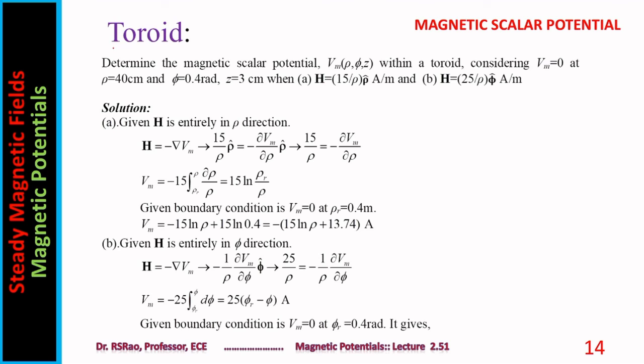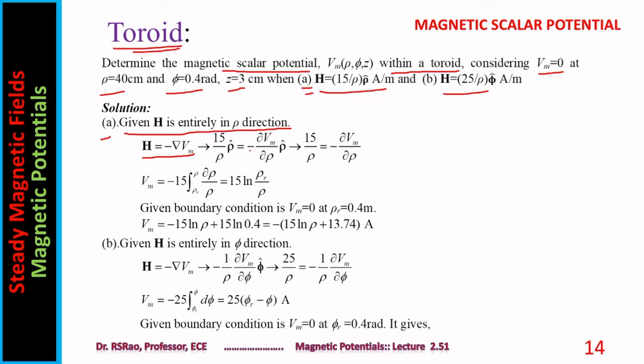Here is a numerical problem based on the toroid. Determine the magnetic scalar potential within a toroid considering Vm is 0 at rho equal to 40 cm, phi equal to 0.4 radians, Z equal to 3 cm, when two different H's are given. In A, H is in the rho direction; in B, H is in the phi direction. A: given H is entirely in the rho direction, as already mentioned, it is in the radial direction. H is minus grad Vm, so H is 15 by rho rho cap.